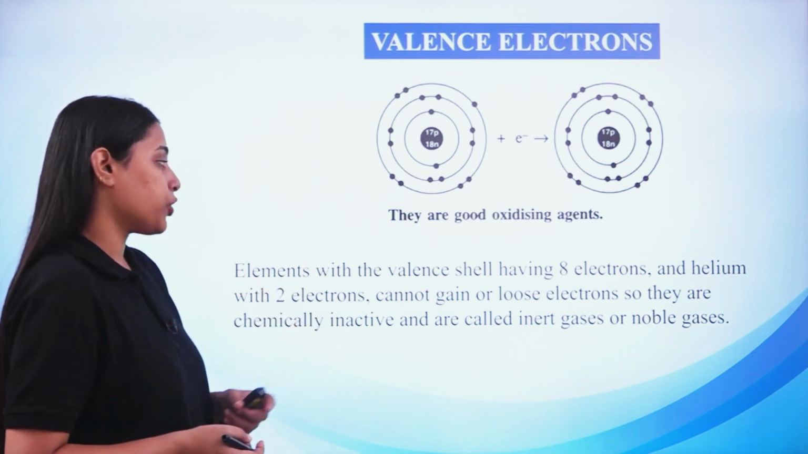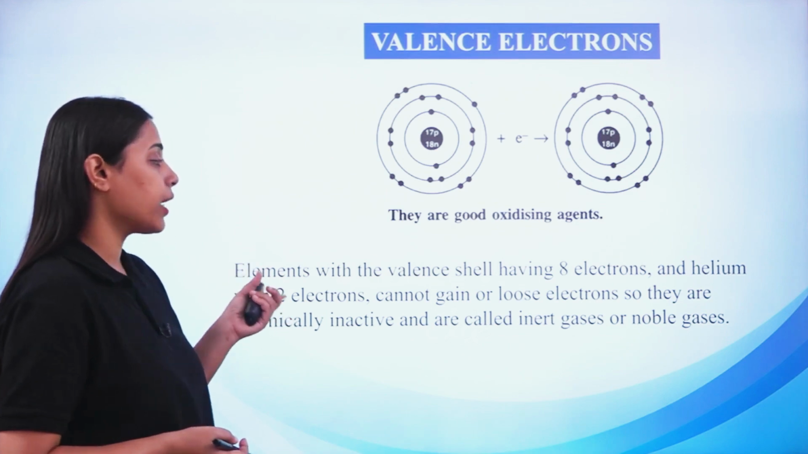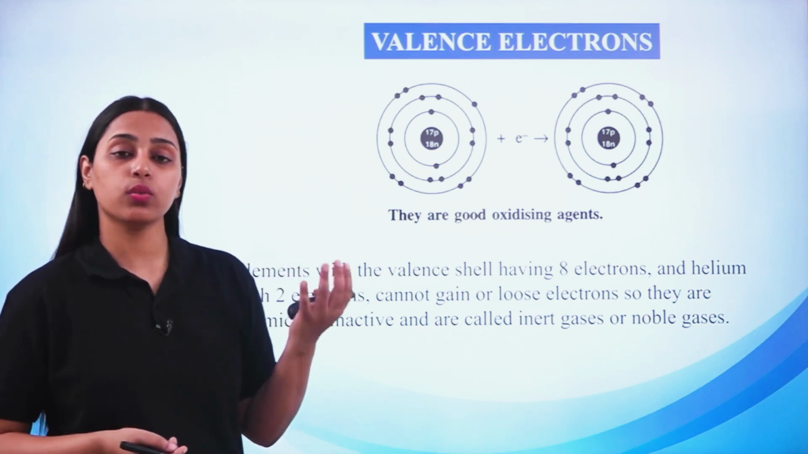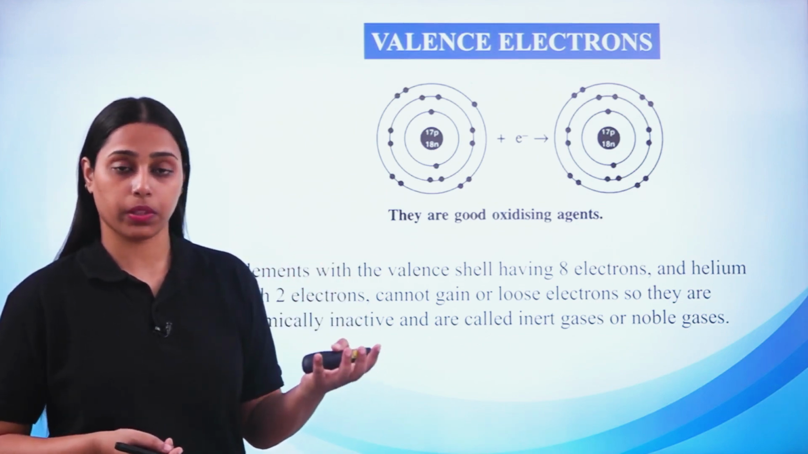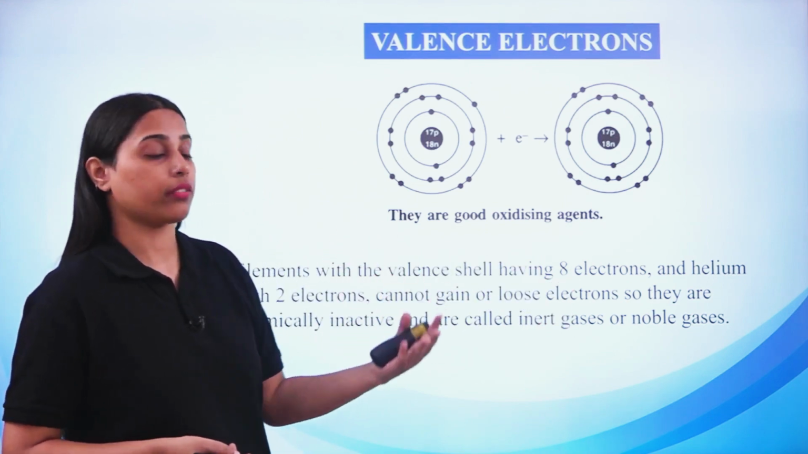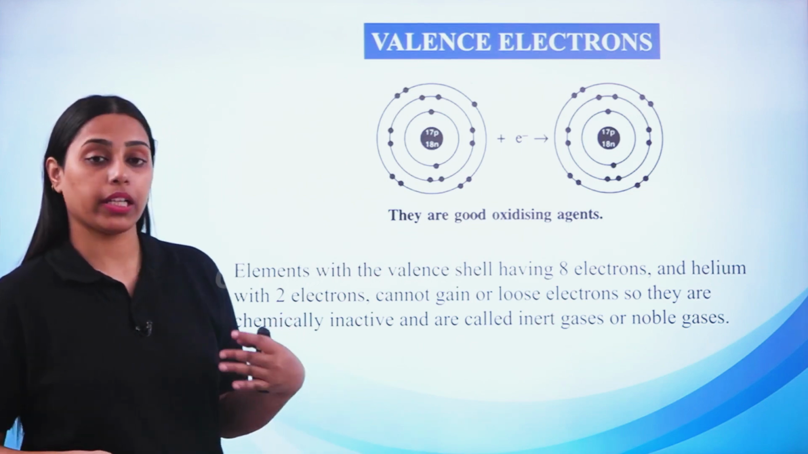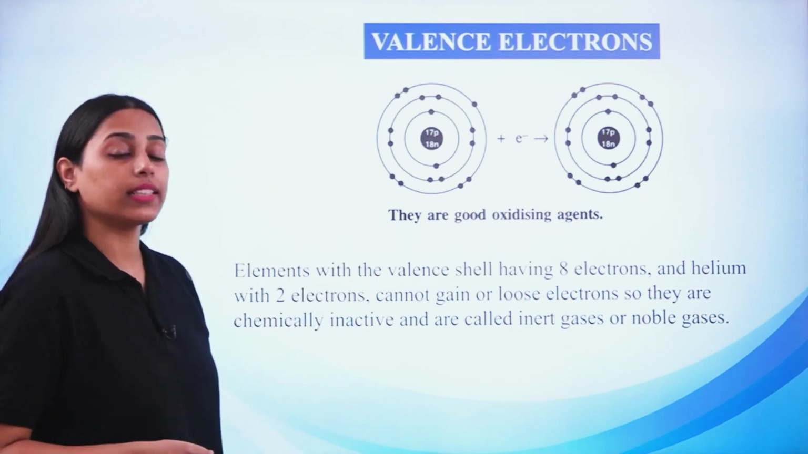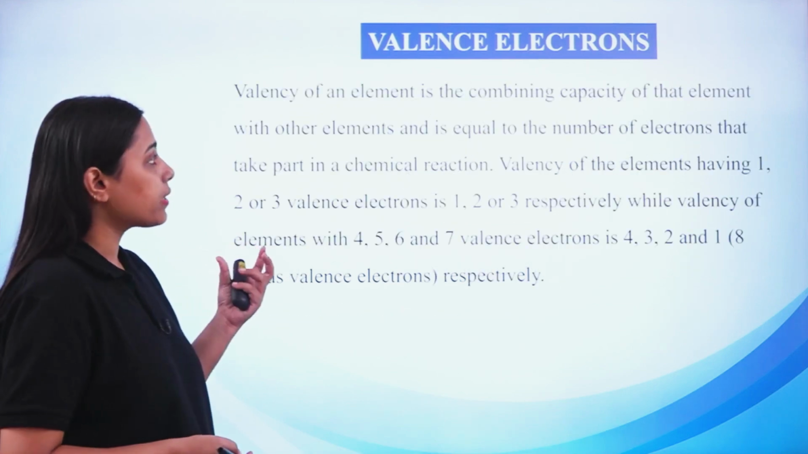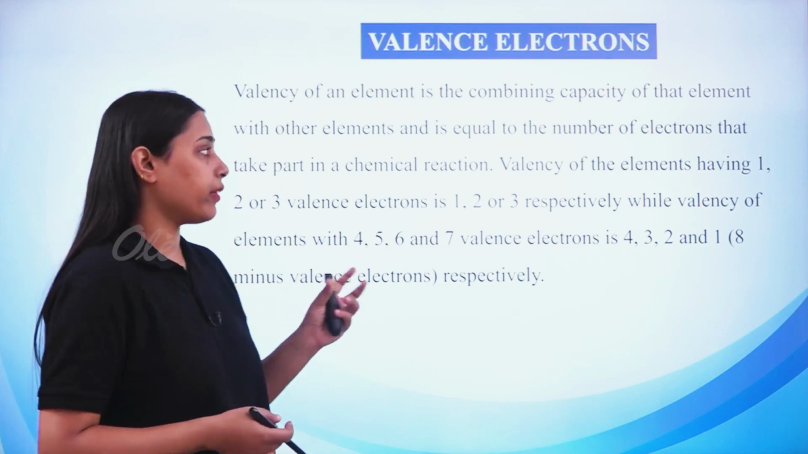Elements with the valence shell having 8 electrons, and helium having 2 electrons, are not expected to lose or gain. They do not show such behavior because they have stable outer electronic configuration. They do not take part in bond formation, so they are considered chemically inactive and are called inert gases or noble gases. Valency of an element is the combining capacity of a particular element with other elements.